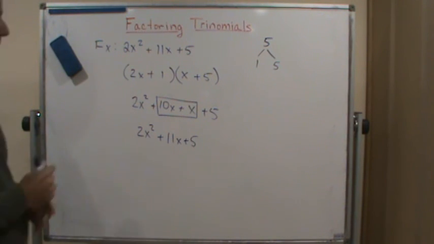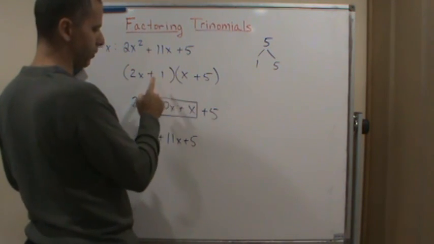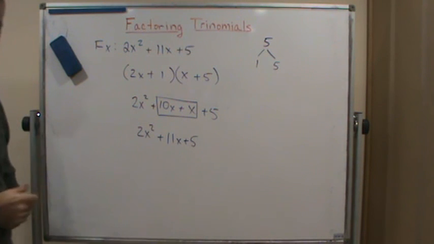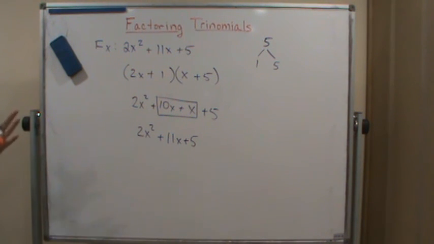Now, if I would have switched these, I would not have gotten the right answer. I would have gotten a different middle term. So in this case, I chose correctly. This is more of a trial and error type method, but you use the information we've been talking about to help you decide what to do.